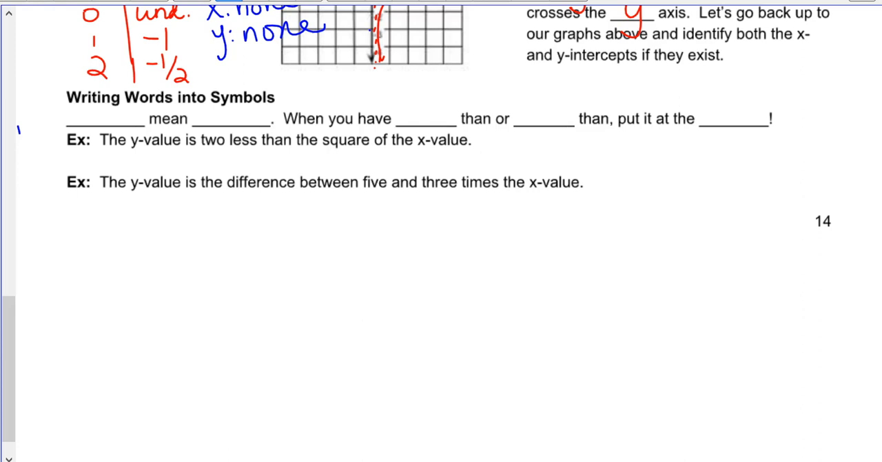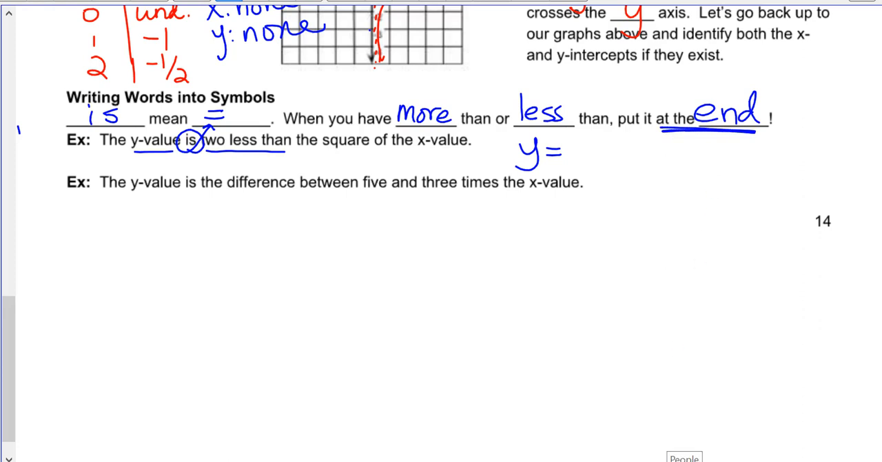There's a couple things that I want you to remember. I want you to remember that "is" in words means equals. And when you have more than or less than in a statement, I want you to put this at the end of the expression. The first one says the y value is 2 less than the square of the x value. The y value, so y. Then I come to "is," which means it equals. Then I have the expression 2 less than. You have to put those at the end.